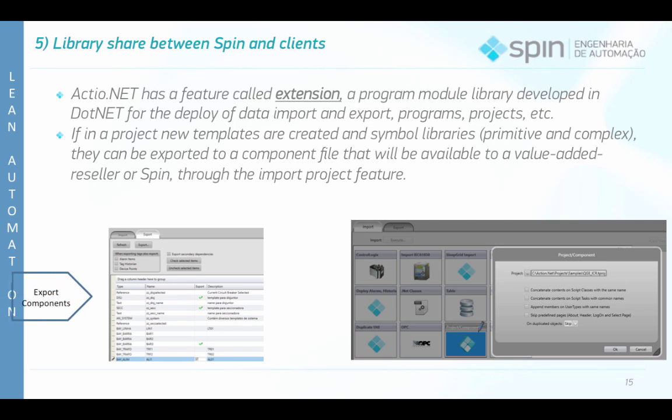But there is one last feature of ActionNet which makes lean automation even more valuable. It's possible with the software extension functionality to export and import libraries. Thus, ActionNet users can share libraries with each other. As an example, we include these 2 images on the slide. On the left, we have a build project with components that can be selected, including all the elements it contains. Here on the right, we show the import process display.